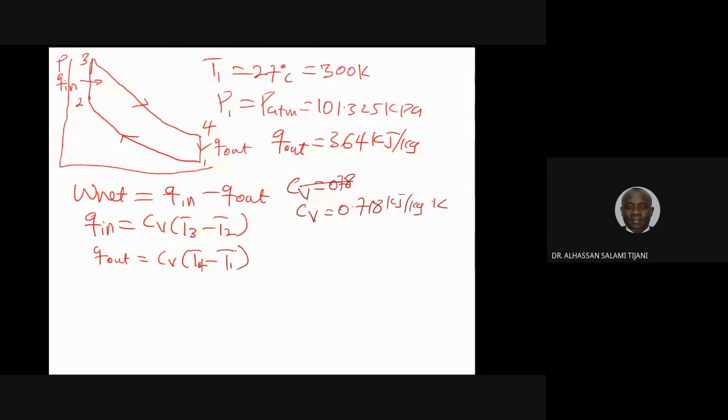first, let us see what information we know. We know CV, T1 also is known, but we don't know T2. T2 is not known. Neither do we know T3. So let us find T2. How do we determine T2? State 1 and state 2, they are connected to each other through what?